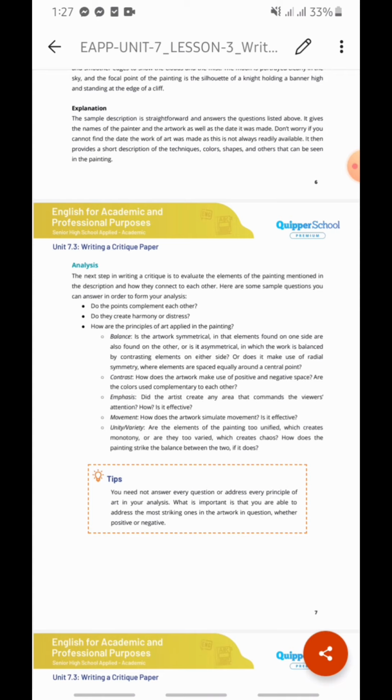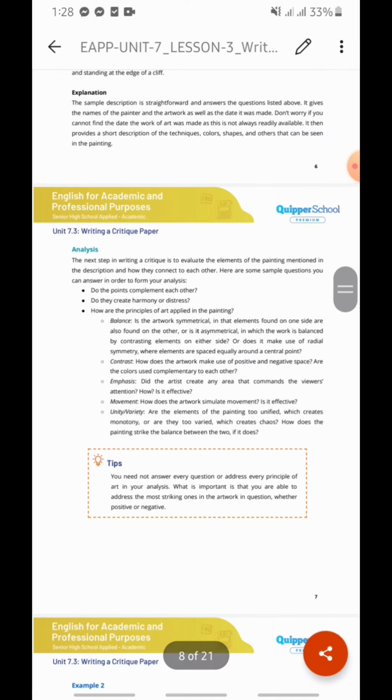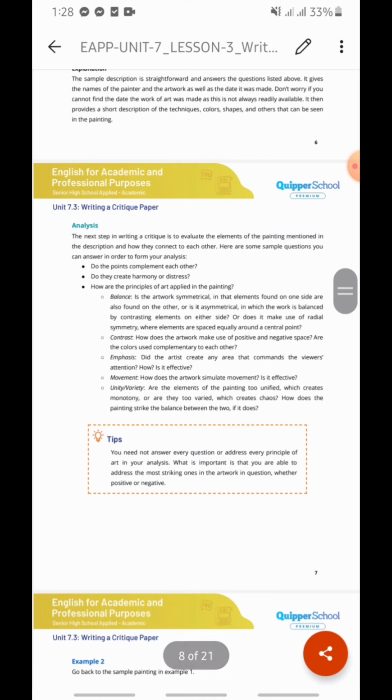So, first is the balance. Is the artwork symmetrical, in which the elements found on one side are also found on the other? Or is it asymmetrical, in which the work is balanced with contrasting elements on the other side, or does it make use of radial symmetry where elements are spaced equally around the central point? Balance, kung balance pa sila or dili, kung balance pa ilang contrasting elements on the other side.